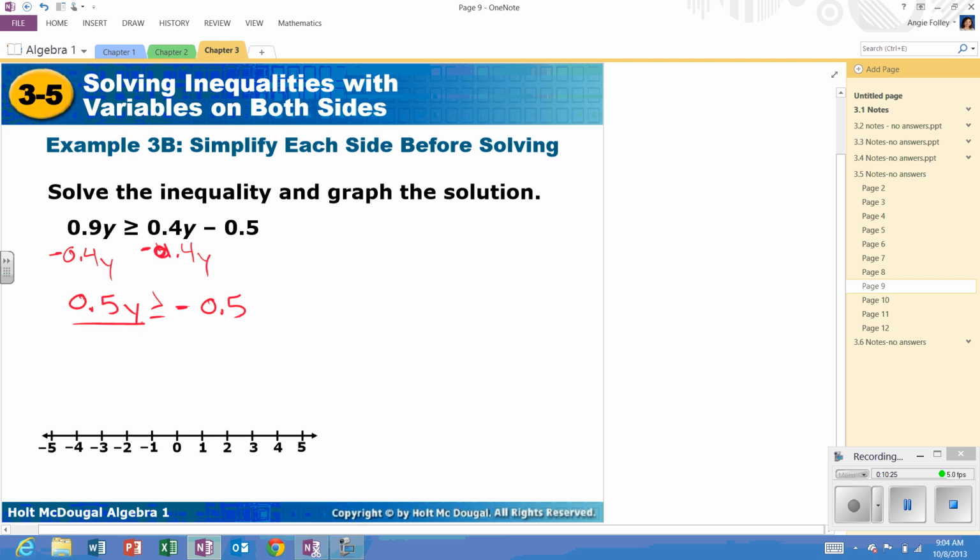To get rid of the 0.5 next to the y, the inverse operation is to divide by 0.5. And y is greater than or equal to negative 1. Negative 0.5 divided by 0.5 is negative 1. Make sure we don't flip the sign on this one because we're dividing by a positive number. So at negative 1, I'm going to do a closed circle, and it says y is greater than or equal to, so it's everything to the right.